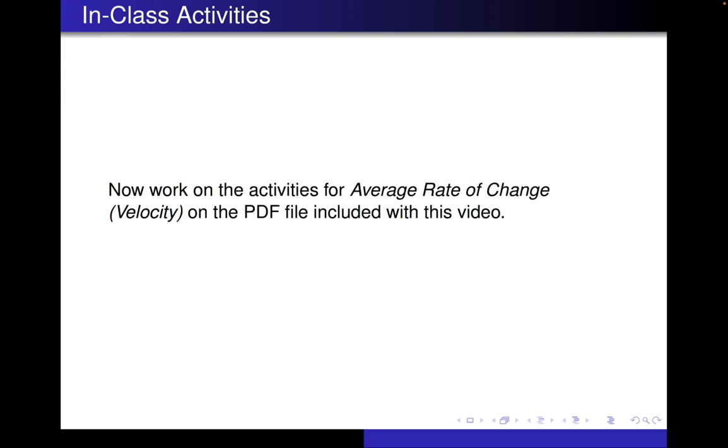So now it looks like you're ready to look at the first set of activities for average rate of change. That's the one that's called velocity on the PDF file included with this video.